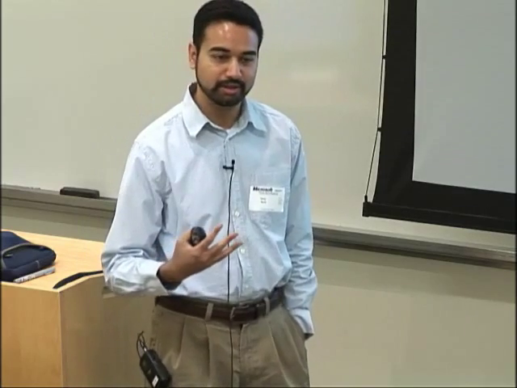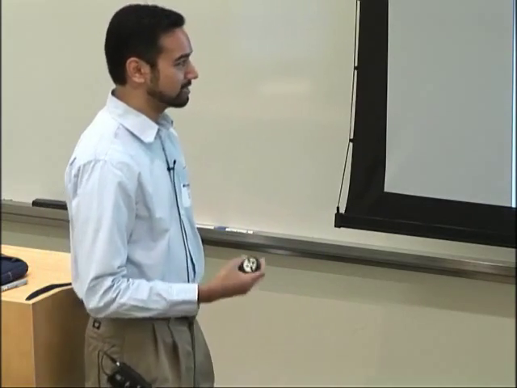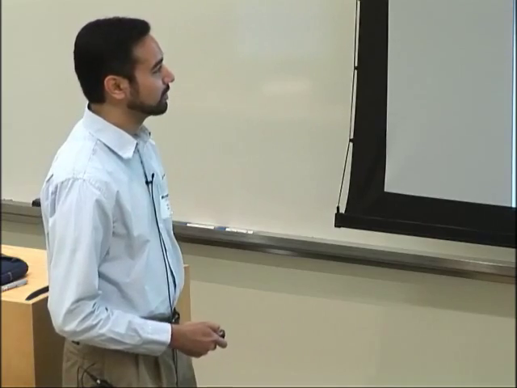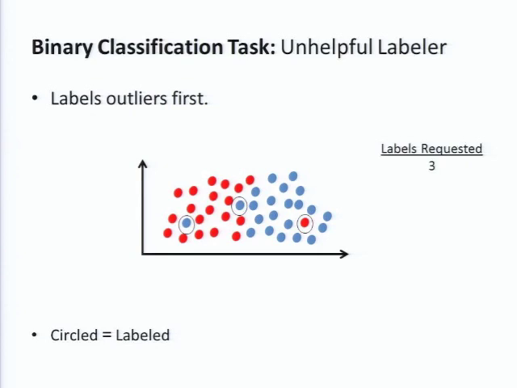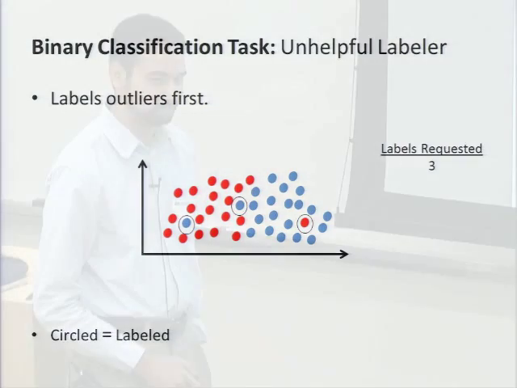So the first kind of label noise that we wanted to test against was an unhelpful labeler. What we're trying to simulate is a person who erroneously, but perhaps sincerely, thinks that his best effort is in labeling those examples that are exceptions to the general rule. So when labels are requested, they are labeled in the order of outliers first. More precisely, in decreasing order of the number of neighbors who are of a different class. So this form of noise labels outliers first. So it's a very confusing kind of noise.